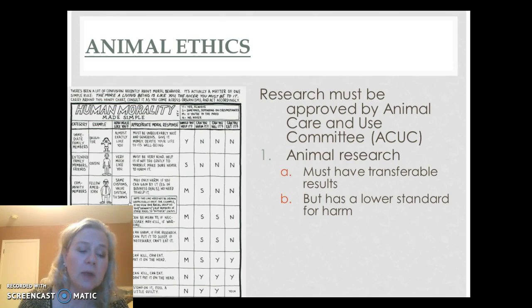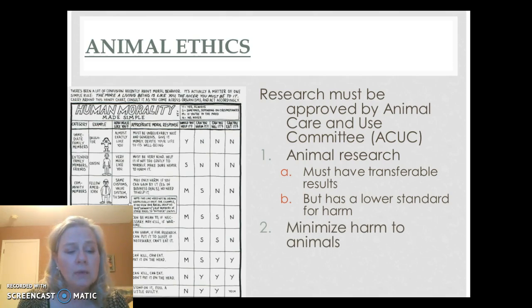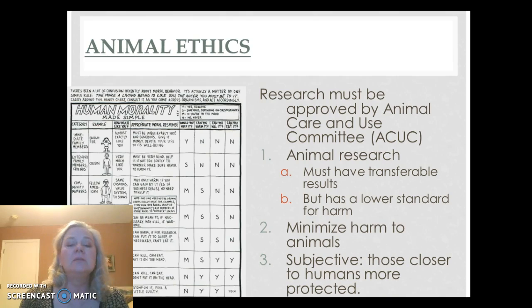There is a lower standard for harm for animals than there is for humans. However, we are to minimize harm to animals. We are to give them, for example, numbing agents if they are to be injected. The bottom line of this is that these standards are pretty subjective. Those who are closer to humans are going to be more protected in the research process.